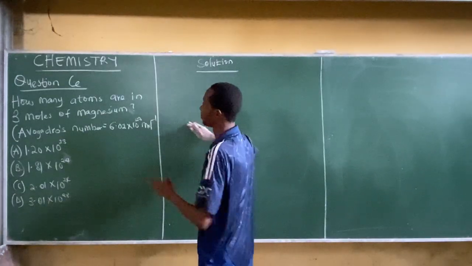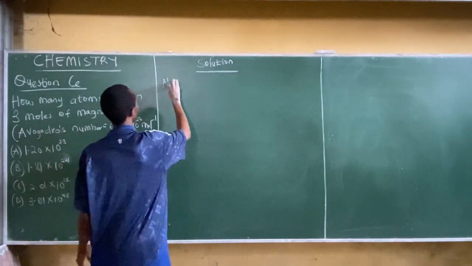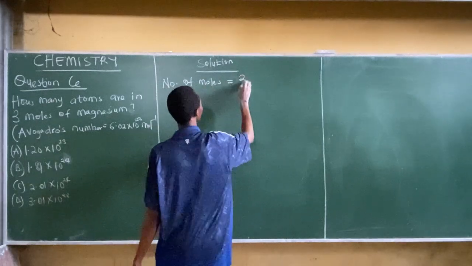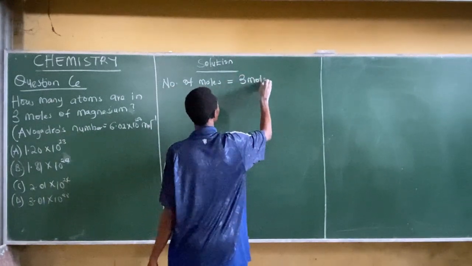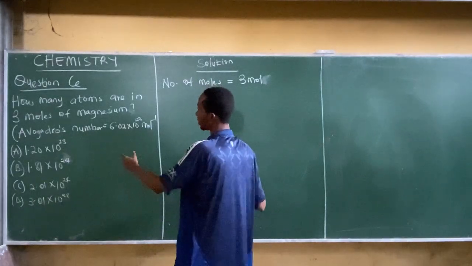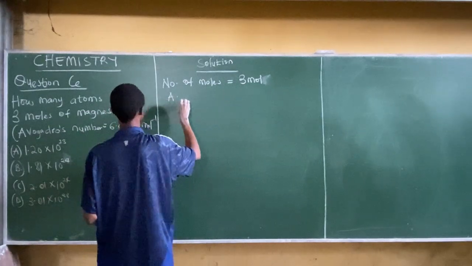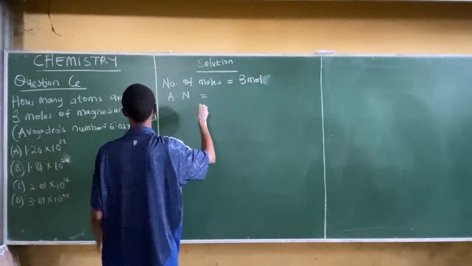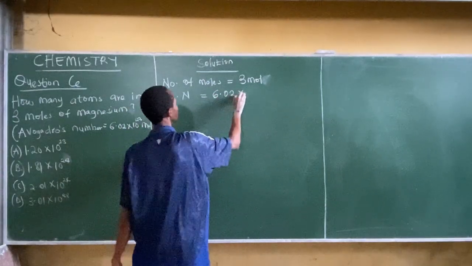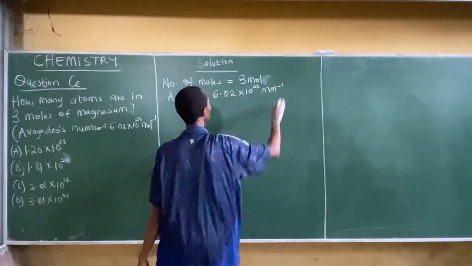From the question, we were given number of moles to be what? 3 moles. So we have number of moles equal to 3 moles. Next, they gave us Avogadro's number. Let's use AN for Avogadro's number: 6.02 times 10 raised to power 23 per mole.